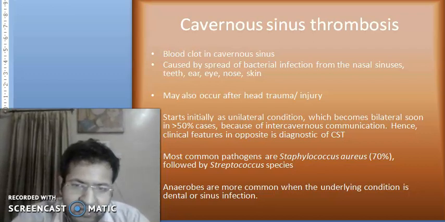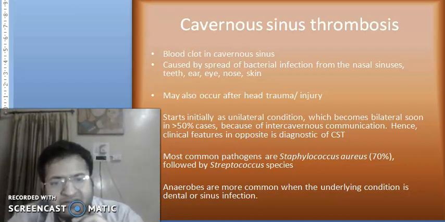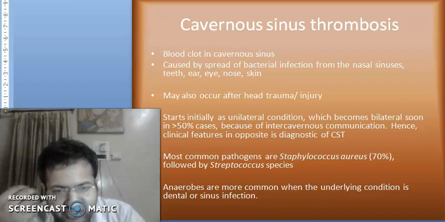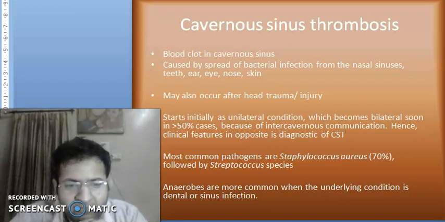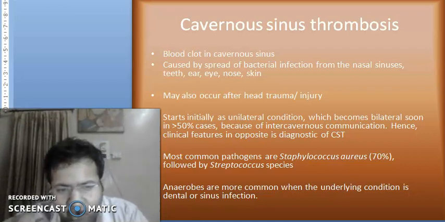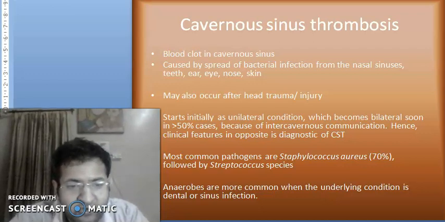It may also occur after any head trauma or injury. It starts initially as a unilateral condition, that is affecting one side, which becomes bilateral soon after in more than 50% of cases. Why does it become bilateral? Because of the intercavernous communication. Hence, clinical features on the opposite side are a strong diagnostic indicator of cavernous sinus thrombosis.